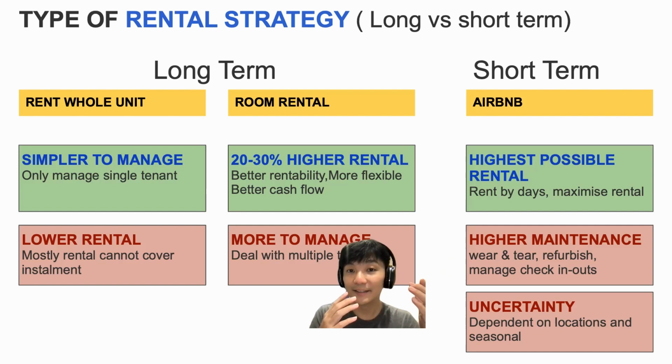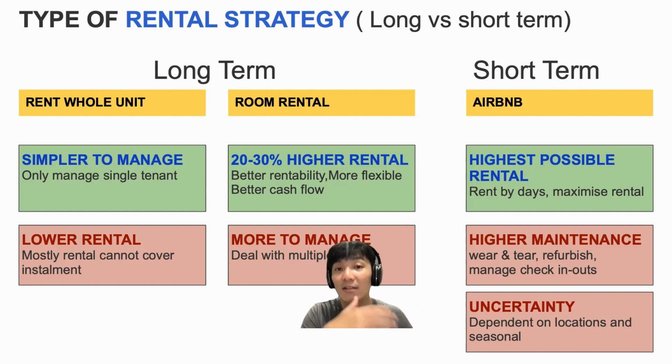Not all properties are suitable for Airbnbs. Airbnbs are very seasonal, which contributes to the uncertainty of your rental revenue or rental income stream. Sometimes, due to the season, there are not many tourists or travelers coming into the country, and so your property is really not so conducive, not so attractive for Airbnb. So this also depends on the two things that I highlight here: location and also the seasons.